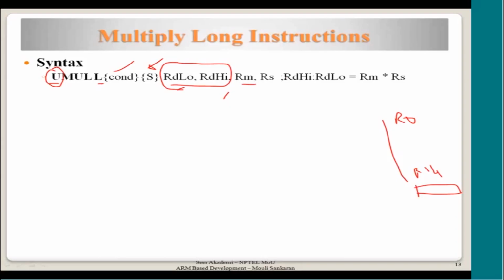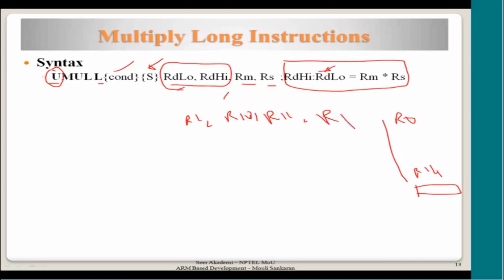In that case, what will be the result? How is this computed? RM and RS are multiplied, and the lower word of the result is put in RD low and the higher word is put in RD high. What I am saying is you could write an instruction with R1, R10, R11, R4. Sorry, here what did I put? I think I put R1, so let me put R4. Okay.